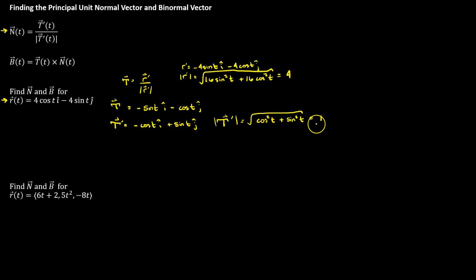Now, I want to pause for a second and tell you this is an unusual situation. Not always will the derivative of a unit tangent vector be 1. So sometimes the magnitude comes out to be 1 for the derivative of the unit tangent vector, but not always. So now we have enough information to calculate N, the principal unit normal, which would be the unit tangent vector divided by the magnitude, and in this case, they're actually equal to each other.